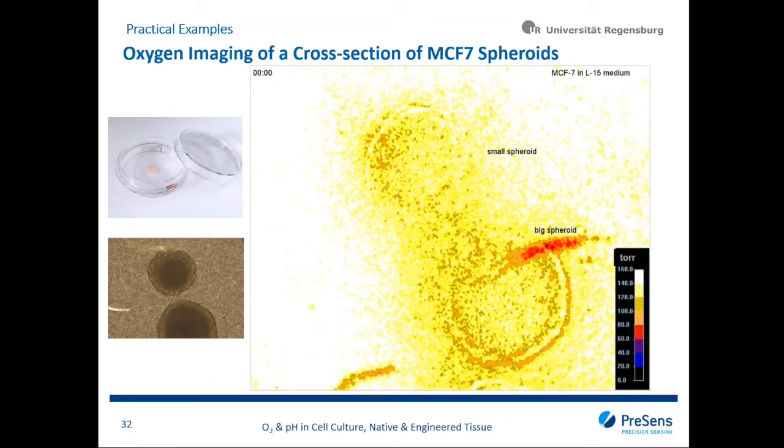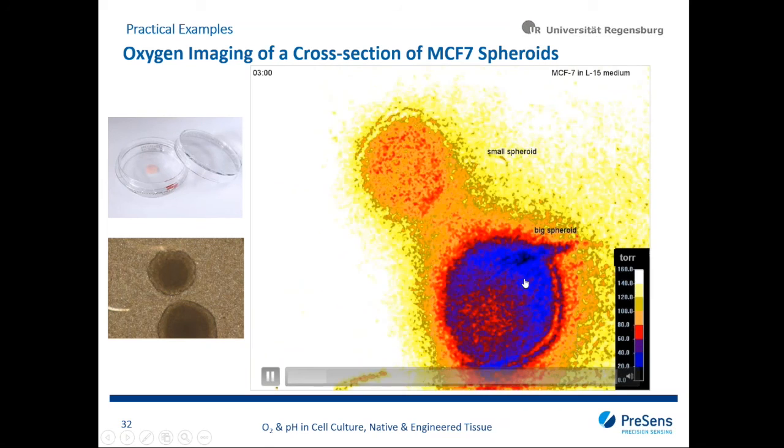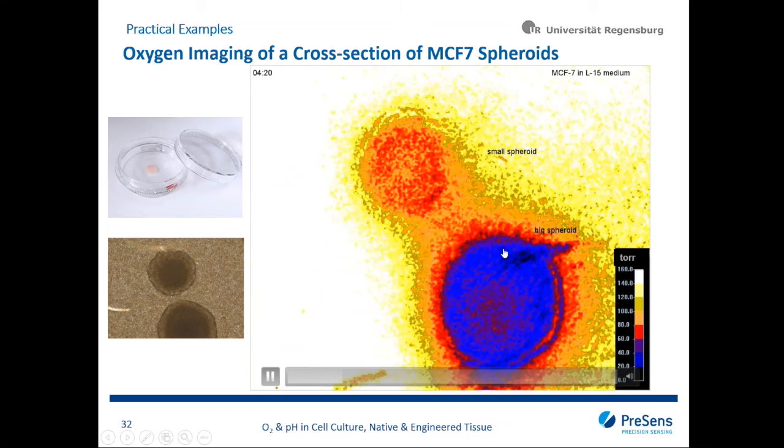You see in the cross-section that in the inner parts, the oxygen gets really quickly taken up or metabolized by the cells, and you will get an inner hypoxic core. This you can see here in this video. So the hypoxic core is established.